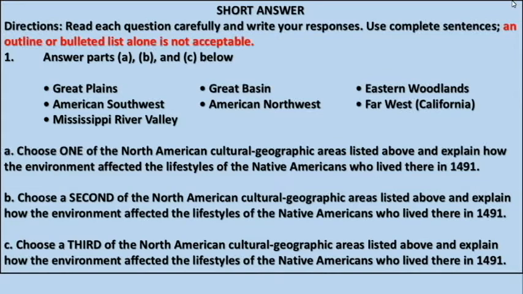It's a 3-part question. It's worth 3 points. All you need to do is choose 3 of those geographical areas and explain in detail how the environment affected the lifestyles of Native Americans who lived there in the years leading up to 1491. Go ahead and pause this video and take a few moments to write your answers down.